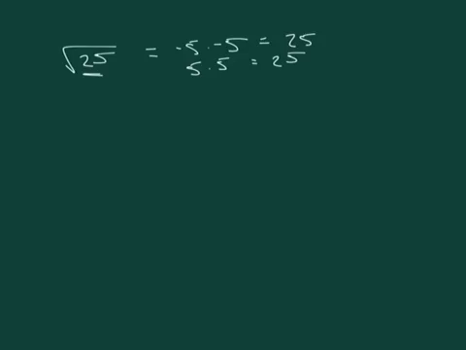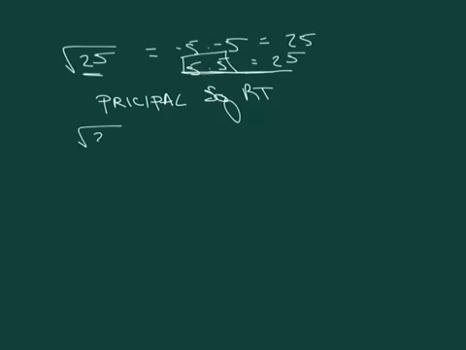But what the book is saying with that definition is we have what they call a principal square root. Principal square root is the positive answer. So when they say, what is the square root of 25? Even though it's positive 5 and negative 5, the principal square root is positive 5, and that's usually what they're going to ask you to give them for an answer.